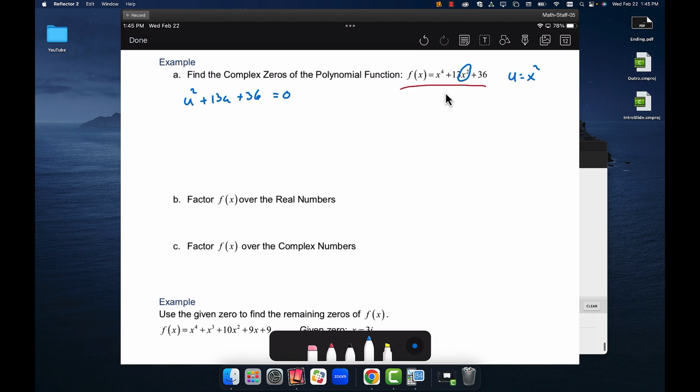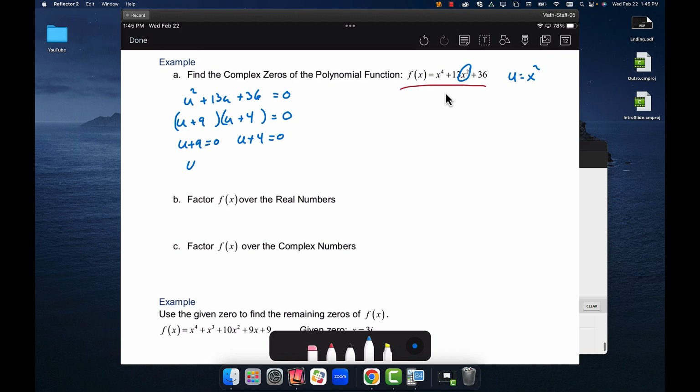And now we can factor as if this were a regular quadratic. Two numbers that multiply to 36 and add to 13 are 9 and 4. Set each factor equal to 0.